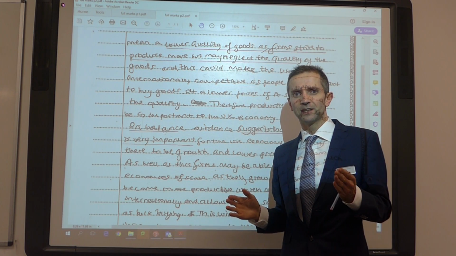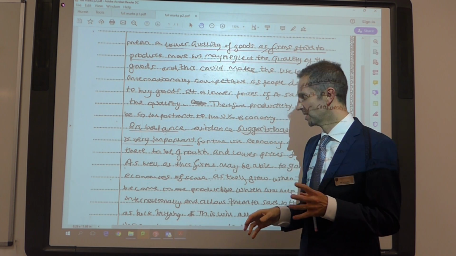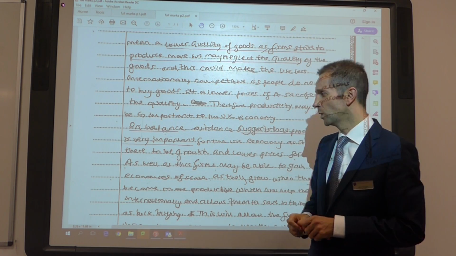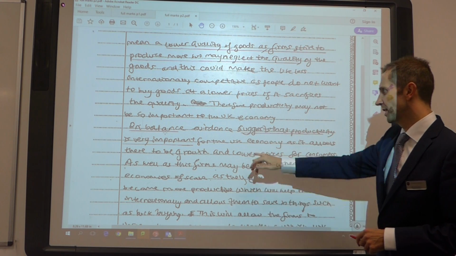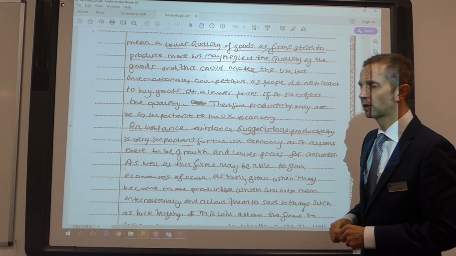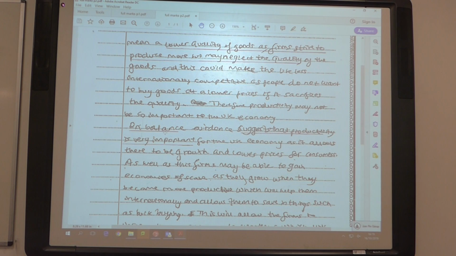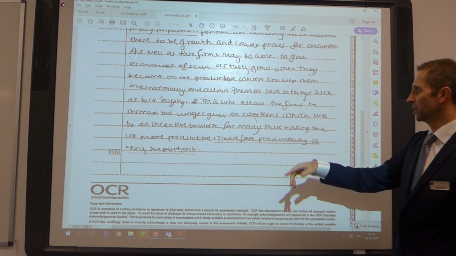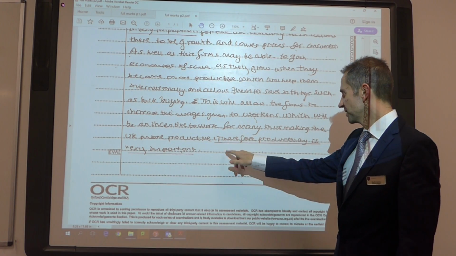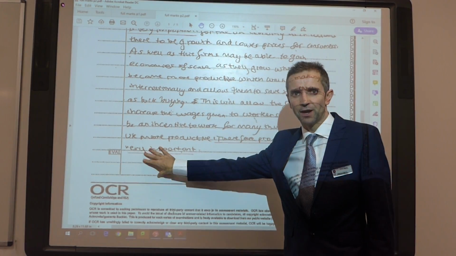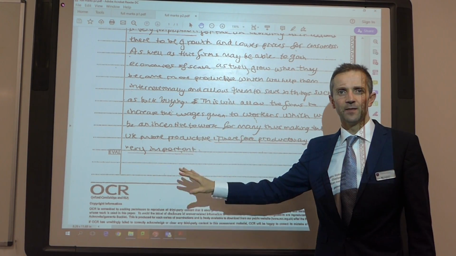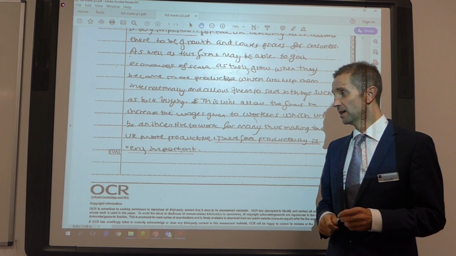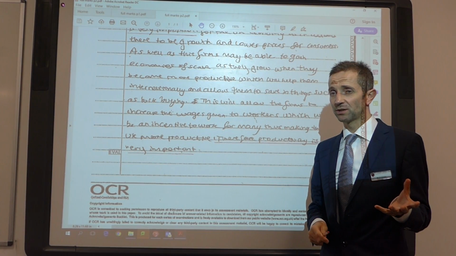Now this is important, ladies and gentlemen. Don't sit on the fence. It's either productivity either is important or it's not important. Try and come down on one side or t'other for the economy, and then they have a nice conclusion, a nice concluding paragraph there. Just summing up, and final sentence, therefore productivity is very important. And they've come to that having assessed the pros and cons in the paragraphs above. So that, ladies and gentlemen, got a 6 out of 6.